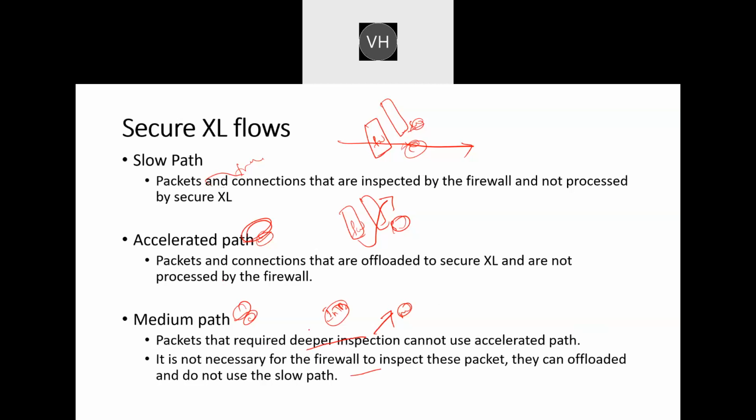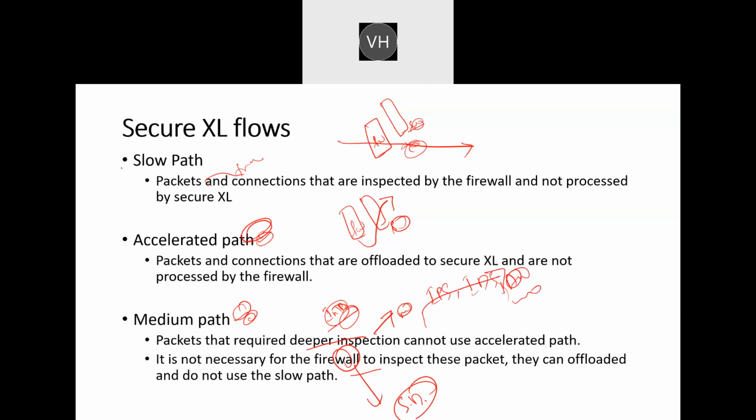So it's not necessary that only the firewall inspects the traffic, because in general the firewall only checks based on source, destination and port. But if you want to go for deeper inspection, we need other software features available in Checkpoint. IPS, IDS, antivirus, anti-malware, all these features are available. The traffic going through these features is called the medium path.